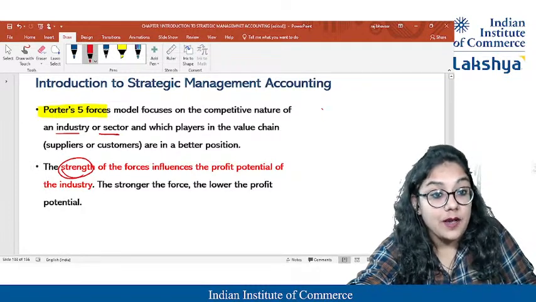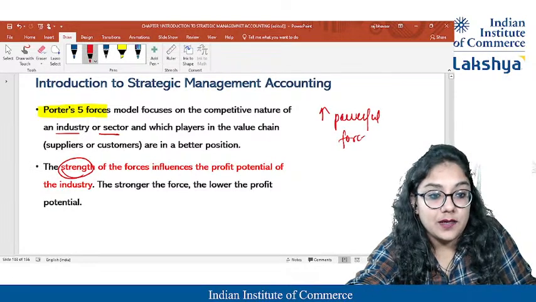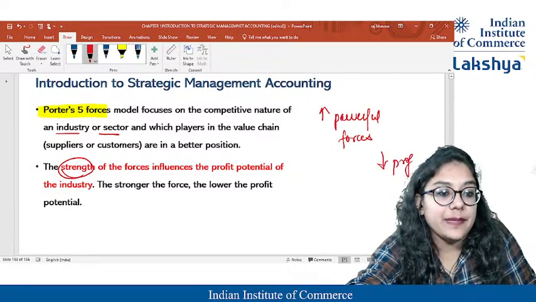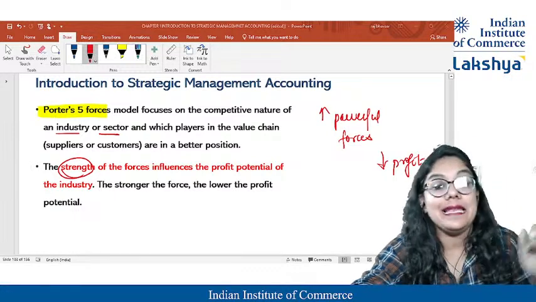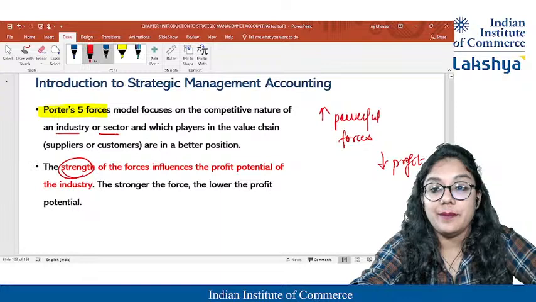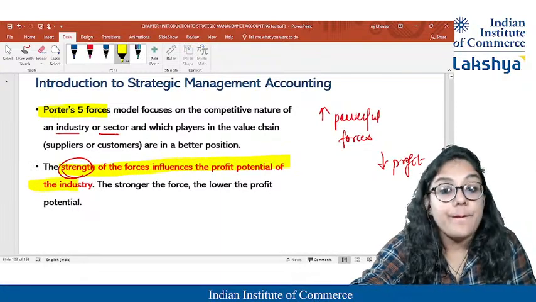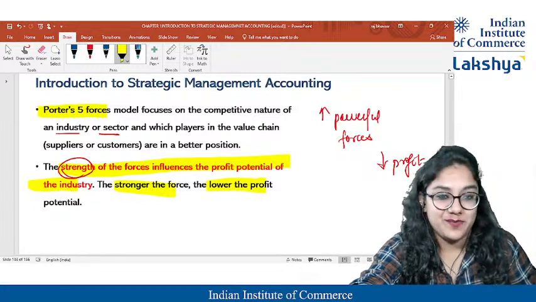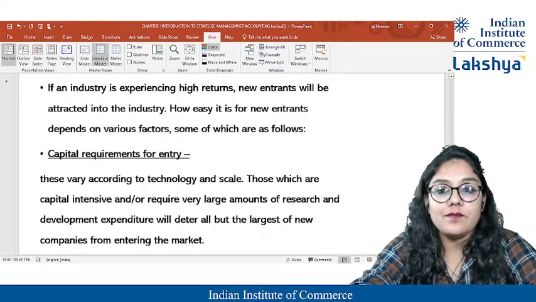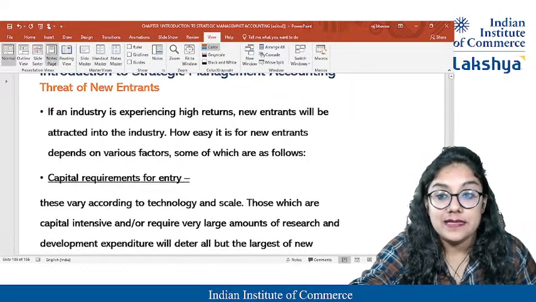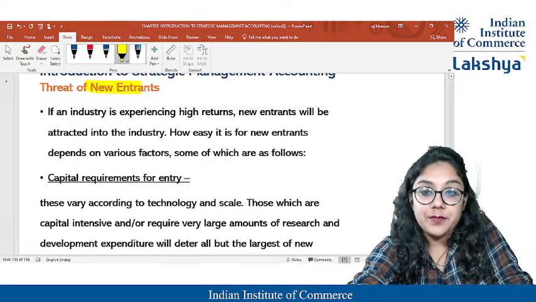Just imagine, the more powerful the forces are, the less profit the company can achieve if they enter that market. Now, this is the main key line, so please remember that. The strength of the forces influences the profit potential of the industry. Stronger the force, lower the profit potential. Easy? First, we need to understand what is the threat of new entrant. Okay, first, what's the threat of new entrant?